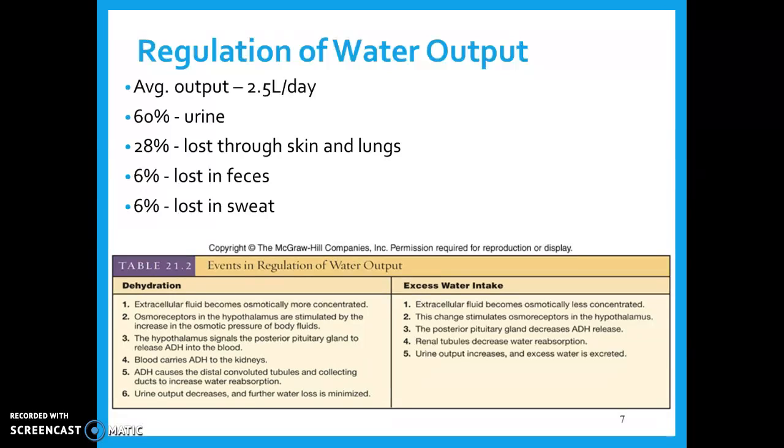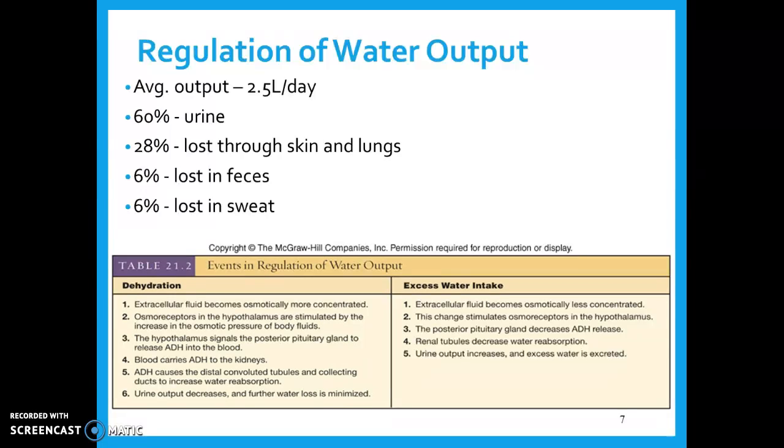But if you're dehydrated, you don't want to lose water as urine. You want to keep all the water that you can. So antidiuretic hormone causes those tubules and collecting ducts to let the water go back into the tissue, and we're going to reabsorb it into our blood so that we can hang on to more water. So when we do that, urine output decreases and further water loss is minimized. So if you're dehydrating, you don't want to be urinating a lot because that would make your dehydration even worse.